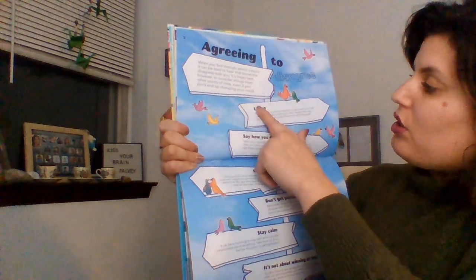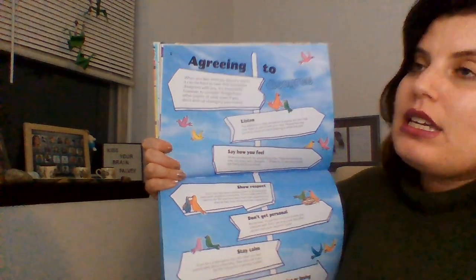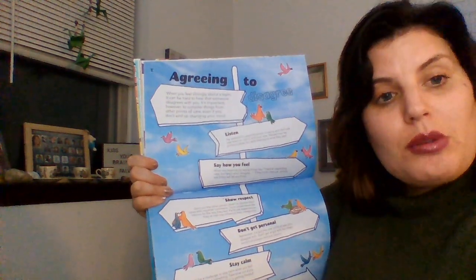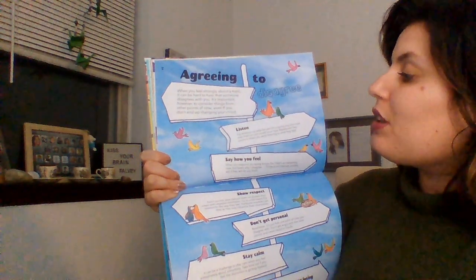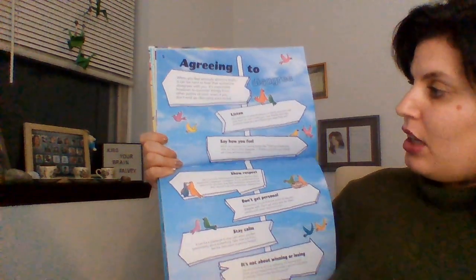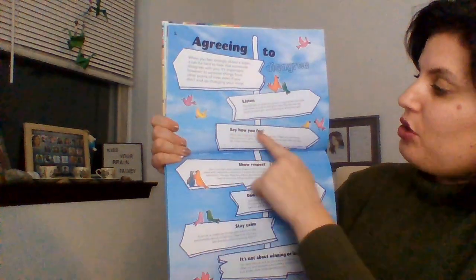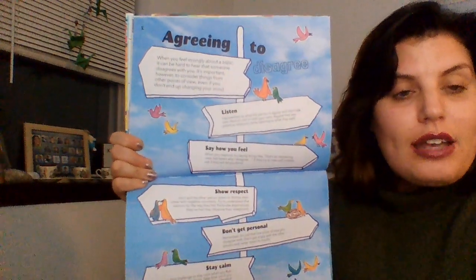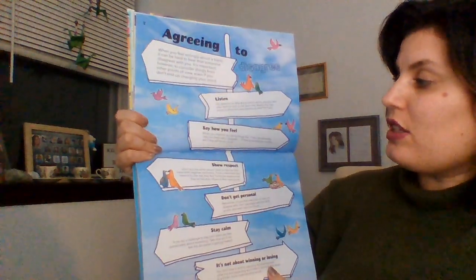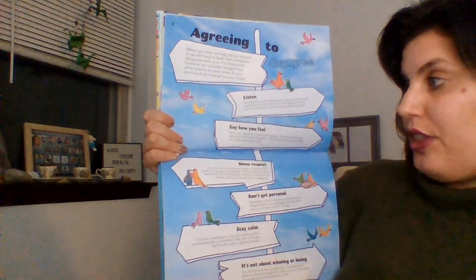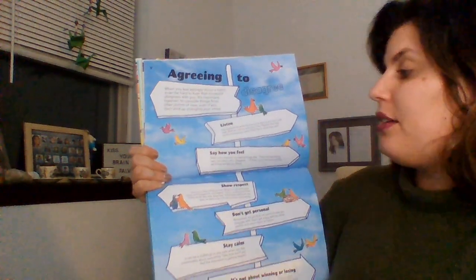To show someone that you're listening, you can repeat their key points, right? You can repeat the important information that they said. That way, they will know that you were listening and you cared about what they had to say. Say how you feel. We use I feel statements often in class. When we use I feel statements, it's a healthy and respectful way to communicate how you're feeling.